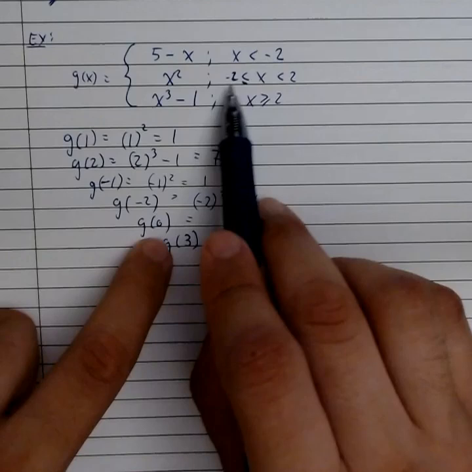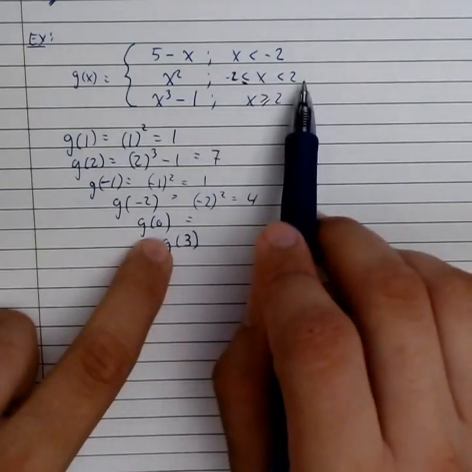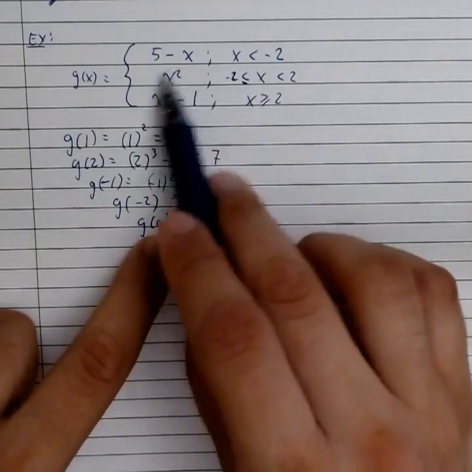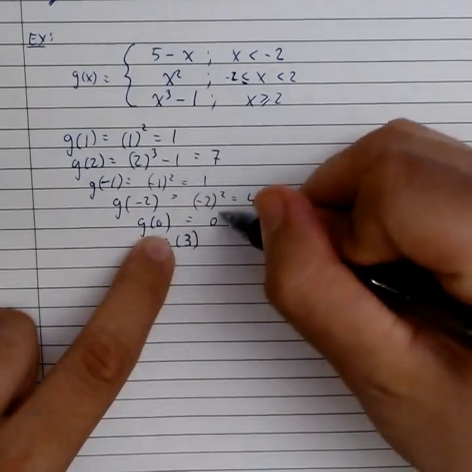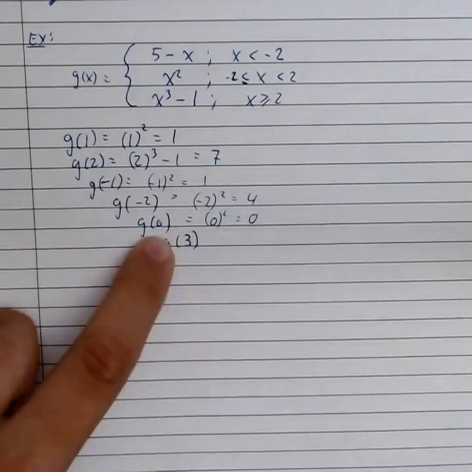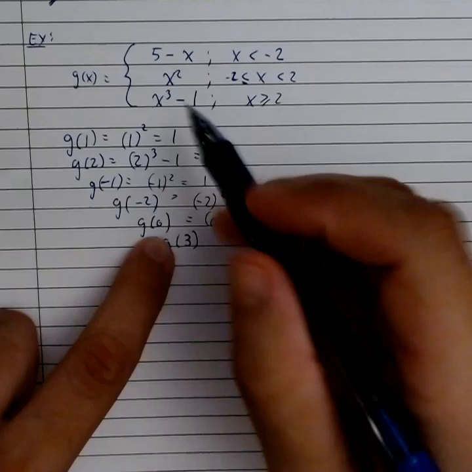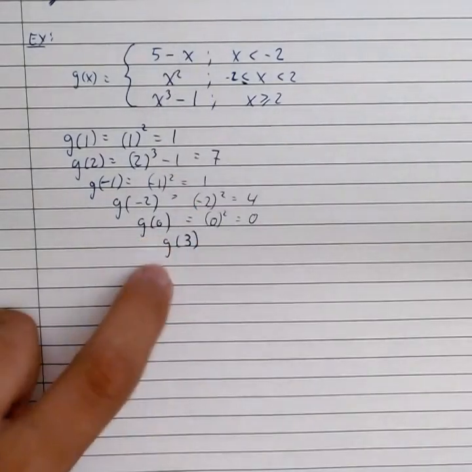Is 0 between negative 2 and 2? Yeah, it is. Okay, so you're plugging it into this one. So that's going to be 0 squared, which is just 0. All right, you notice you didn't plug it into the top one or the bottom one.